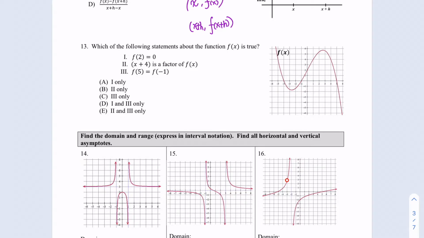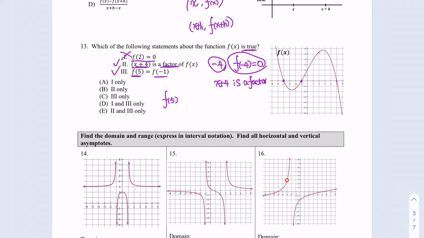Number 13, which of the following statements is true? f(2) equals 0. f(2) is not 0, so number 1 is wrong. f(5) and f(-1) both equal 0, so that's right. So f(5), f(-1) and f(-4), all of them equal 0. So we have 3 factors. Factors of f(x) will be x minus 5, x plus 1, and x plus 4.